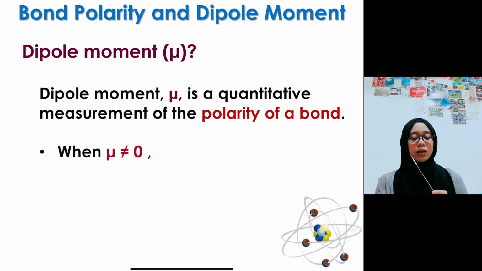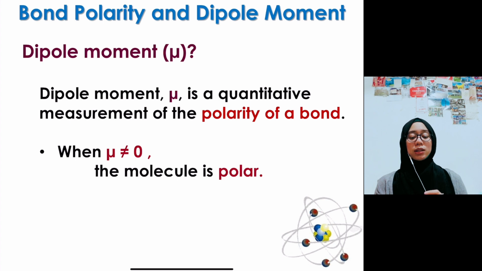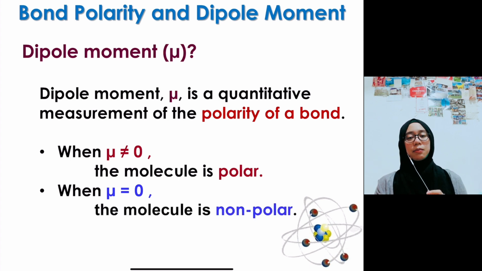Okay. So when mu does not equal zero, the molecule is considered as polar. But then when mu is equal to zero, the molecule is said to be non-polar.